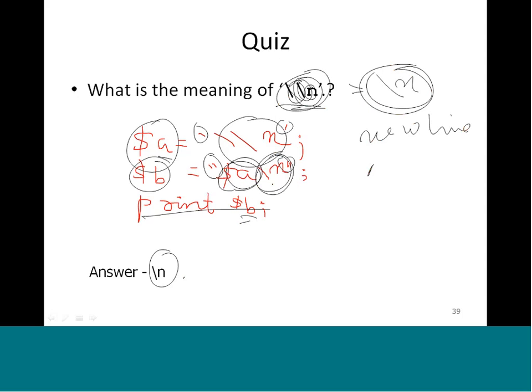The second backslash n is essentially treated as the new line, so the cursor goes to the next line. I hope this is clear. If you have any other doubts, please feel free to email me or your TA, who should be able to answer these kinds of questions.